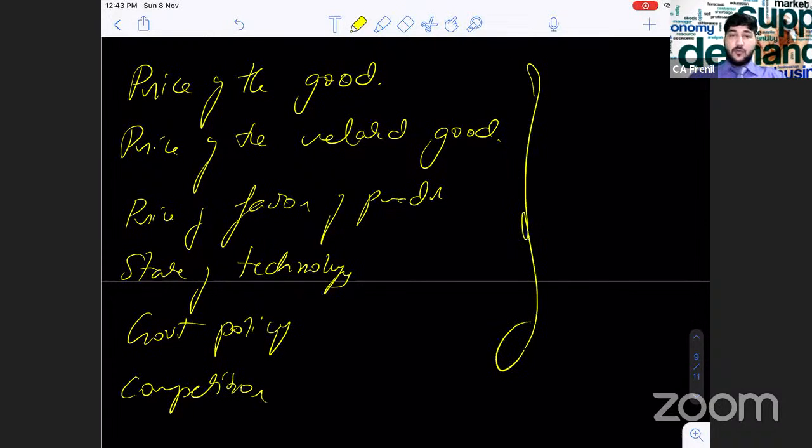First one is price of the good. If the price is more, the supply will be more. Why? Because the supplier wants to make more money. If the price of the goods goes up, they will try to supply as many as possible. So it's exactly opposite to demand.